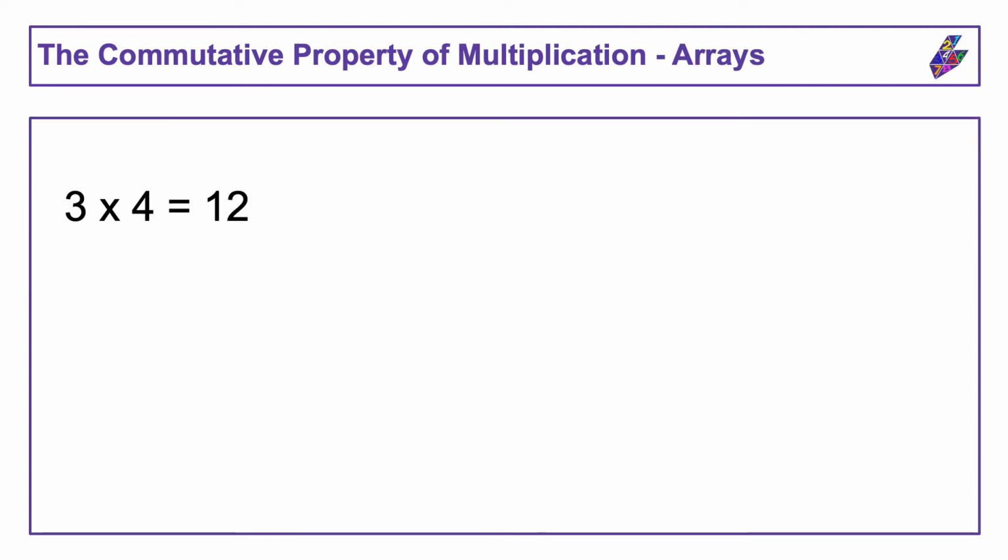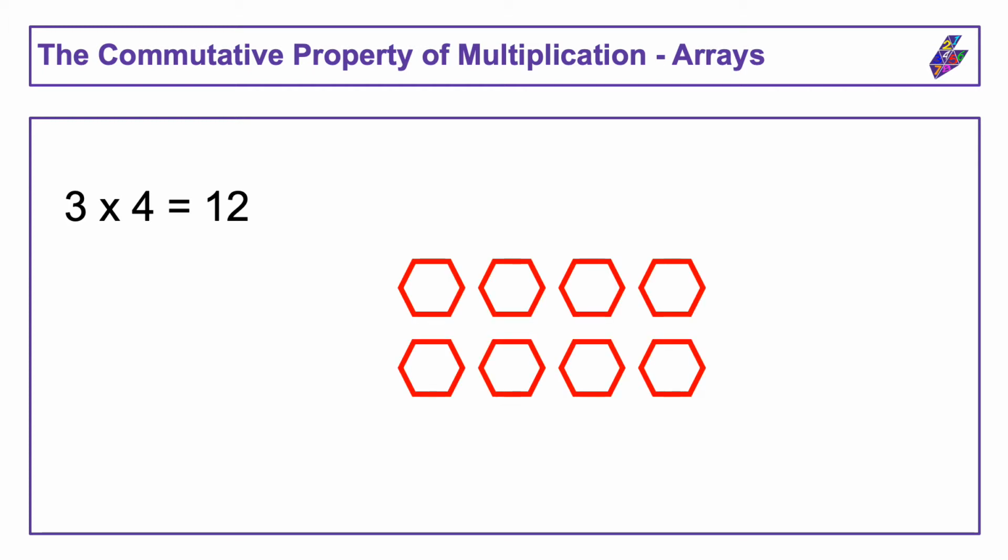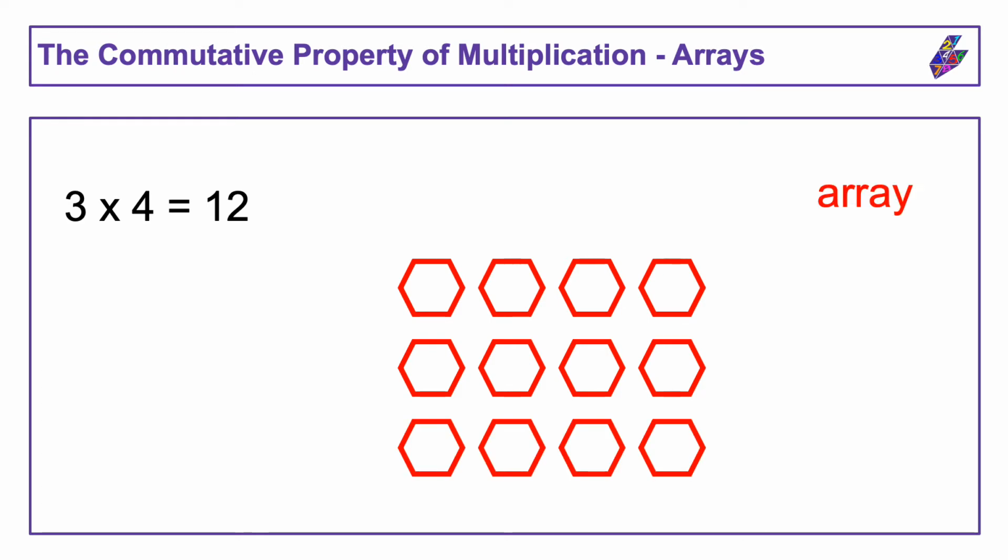If we represent 3 times 4 using objects, it could look like this. 1 group of 4, 2 groups of 4, 3 groups of 4. The way we represented it here is known as an array. This is a rectangular formation made up from rows and columns.